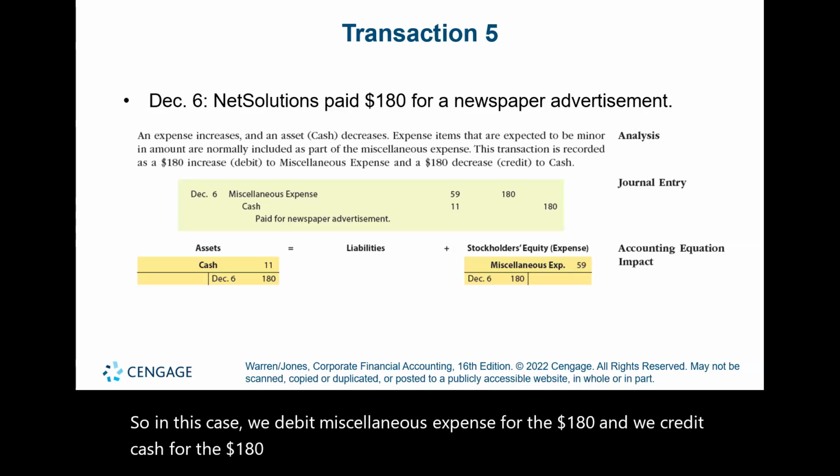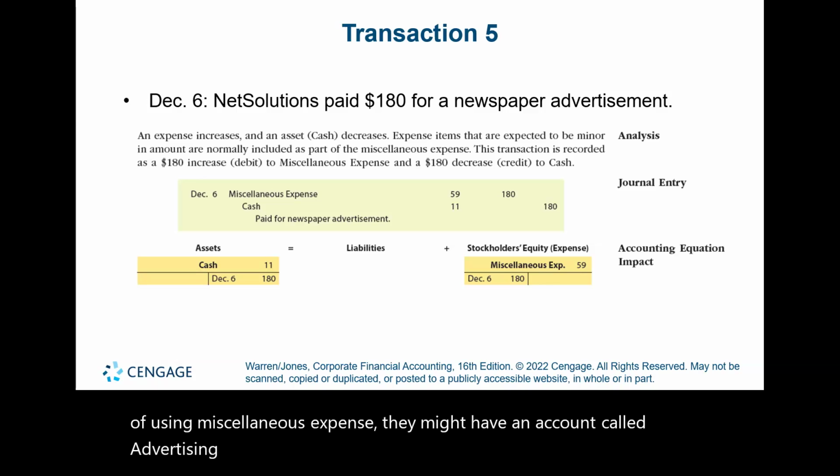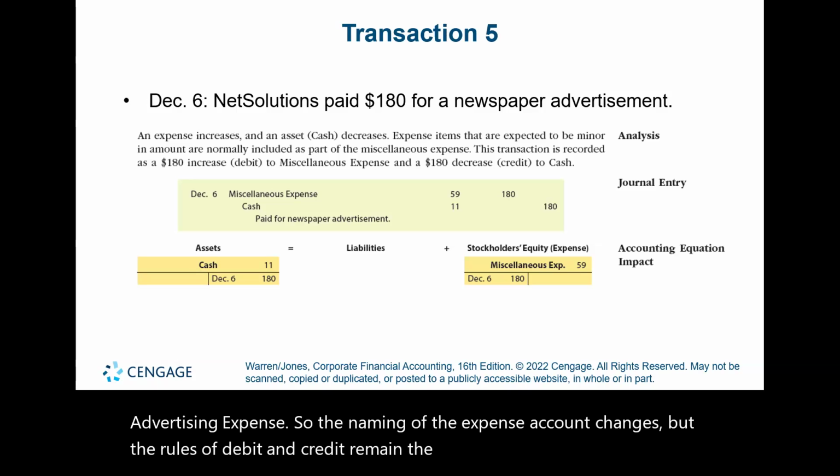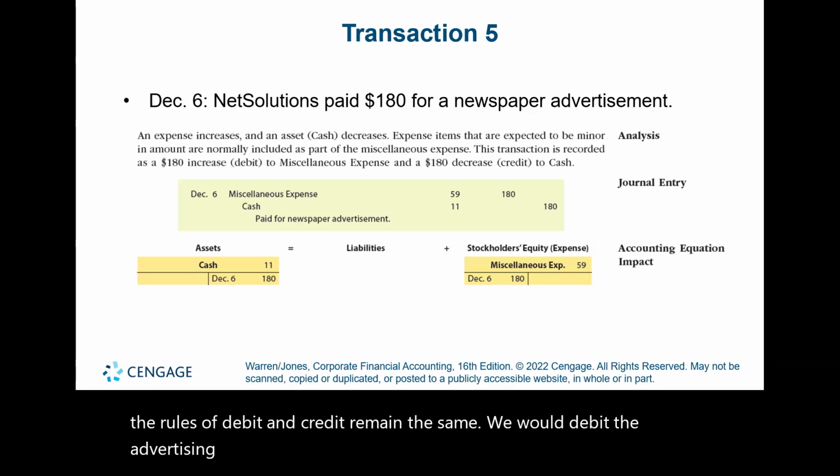Keep in mind, for another company, instead of using miscellaneous expense, they might have an account called advertising expense. So the naming of the expense account changes, but the rules of debit and credit remain the same. We would debit the advertising expense account and credit the cash account for $180.